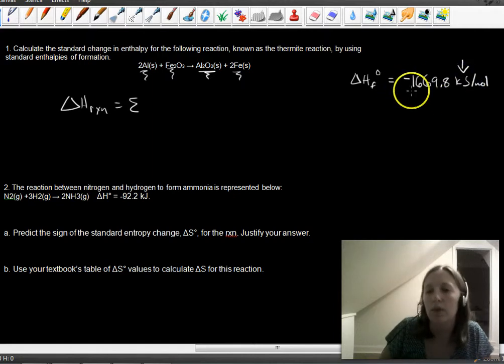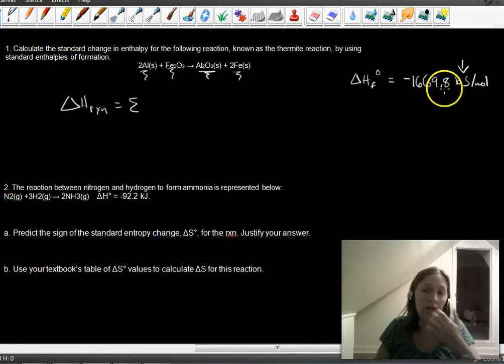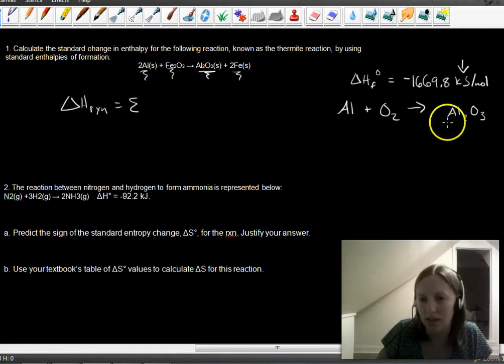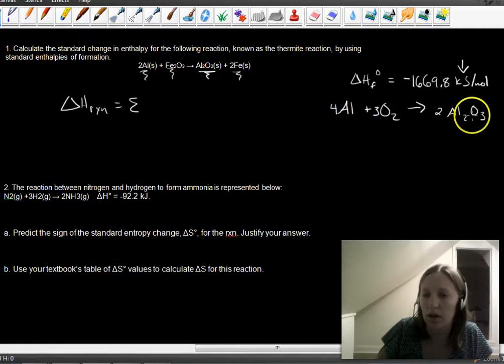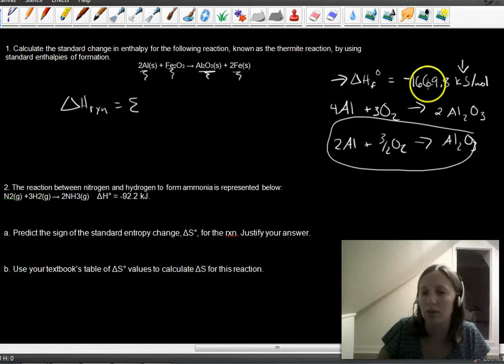That will be important. What that means is that there is a release of 1,669.8 kilojoules for every mole of aluminum oxide that is made from its constituent elements. And so that reaction is aluminum plus oxygen yields aluminum oxide. And then to balance it, you're going to need 2, and then 3, and then 4. But this is per 1 mole of aluminum oxide, so we actually have to cut this in half so that it's 2 aluminums and 3 halves oxygen yields 1 mole of aluminum oxide. So this reaction has this enthalpy change. That's what the values in the table mean.